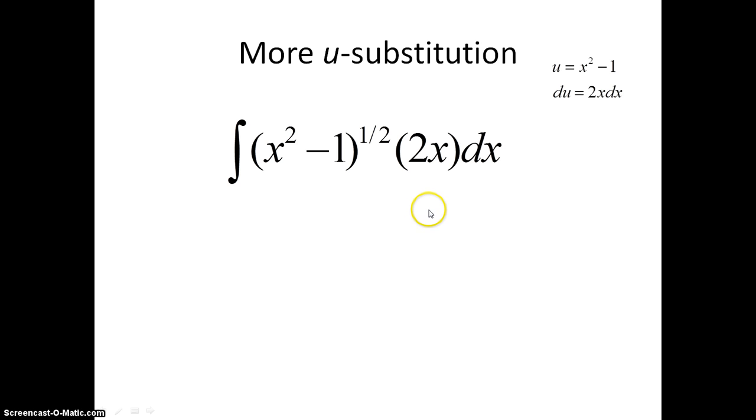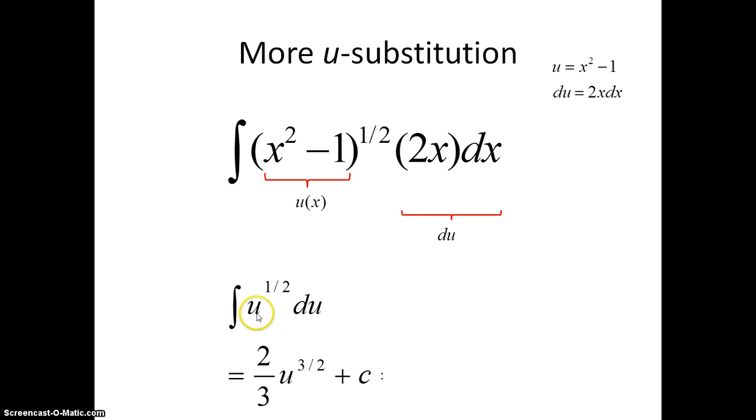And so I'll just show you a few more examples. We're basically training our eyeballs to find a composition. And then we're hoping that the derivative of the innermost function is somewhere else in the integrand as a factor. Okay, in this case, u is x squared minus 1. And the derivative of x squared minus 1 is there in the integrand, so we call that u prime. But then this product 2x dx gets wrapped up into the new differential.